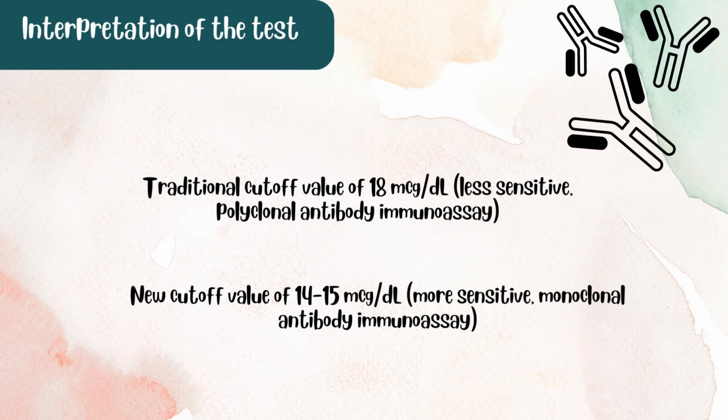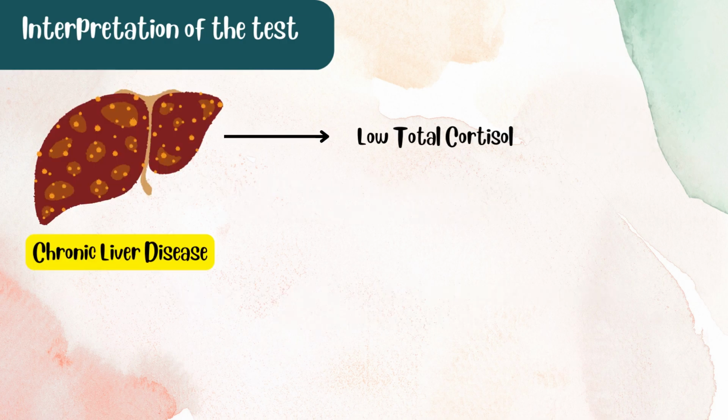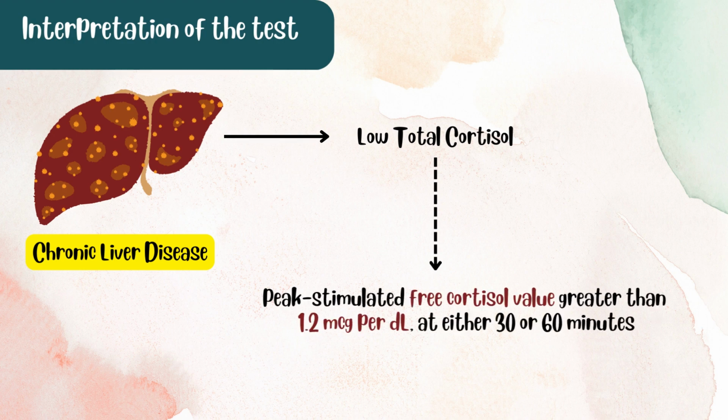As you may recall earlier in this video, low serum albumin can artifactually reduce the measured total cortisol. For patients with expected low total cortisol, such as those with chronic liver disease, free cortisol instead of total cortisol should be measured at baseline, 30 and 60 minutes. A normal response is a peak stimulated free cortisol value greater than 1.2 micrograms per deciliter at either 30 or 60 minutes.